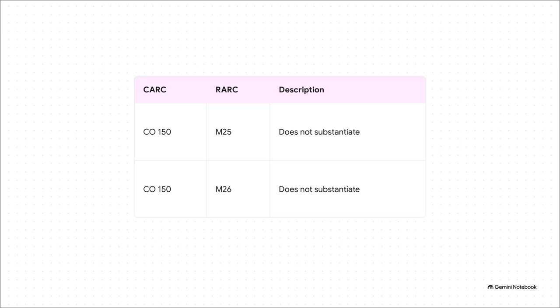And if you look at them, both of these RARCs carry the exact same heavy message. The information furnished does not substantiate the need for this level of service. They are explicitly flagging your claim for your clinical auditors, basically saying, hey, your clinical notes are completely out of whack with the E&M tier you just tried to bill.